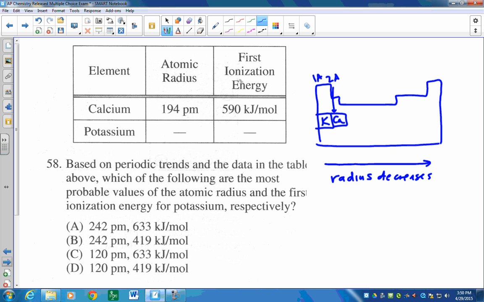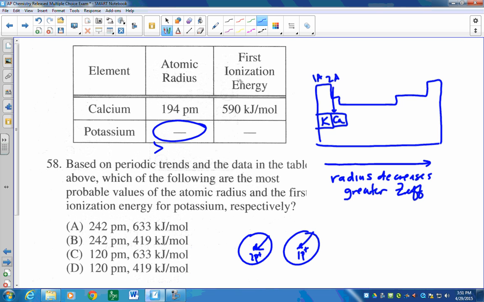Calcium is 2A, so it has an effective nuclear charge of 2 in the nucleus, which pulls the electrons in tighter than an effective nuclear charge of 1. It doesn't pull in as tight. So the first thing: the radius decreases left to right because of greater ZEF. And so when we're doing potassium, we know that calcium is smaller than potassium.